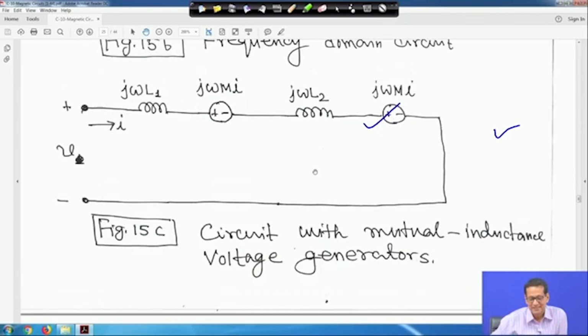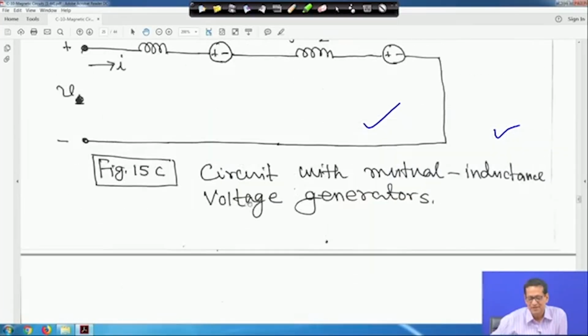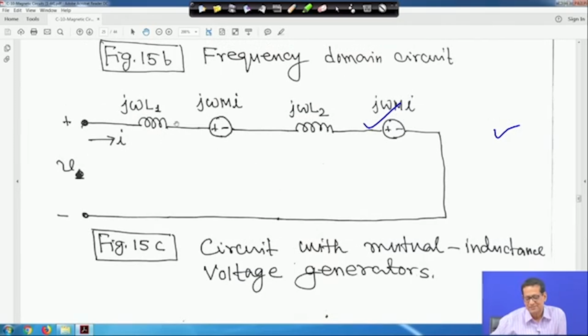So if you now try to find I, and apply KVL here, then it will be jωL1 into I1, jωM, jωI.